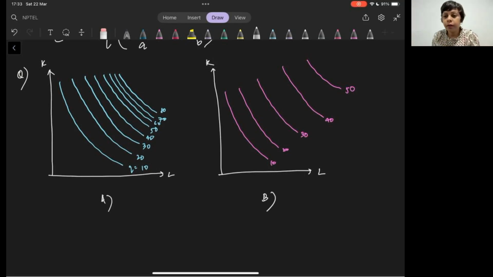Figure A and figure B. Think a little bit, and now this is very simple. I've given only two options. It's not perfect, but I think you get the idea of what is happening in this. These are isoquants. You have only two inputs, labor and capital. I have mentioned the quantity of output with each isoquant. You can see 10, 20, 30, 40, 50 written. The question is, which of these two is showing increasing returns to scale and which is showing decreasing returns to scale?